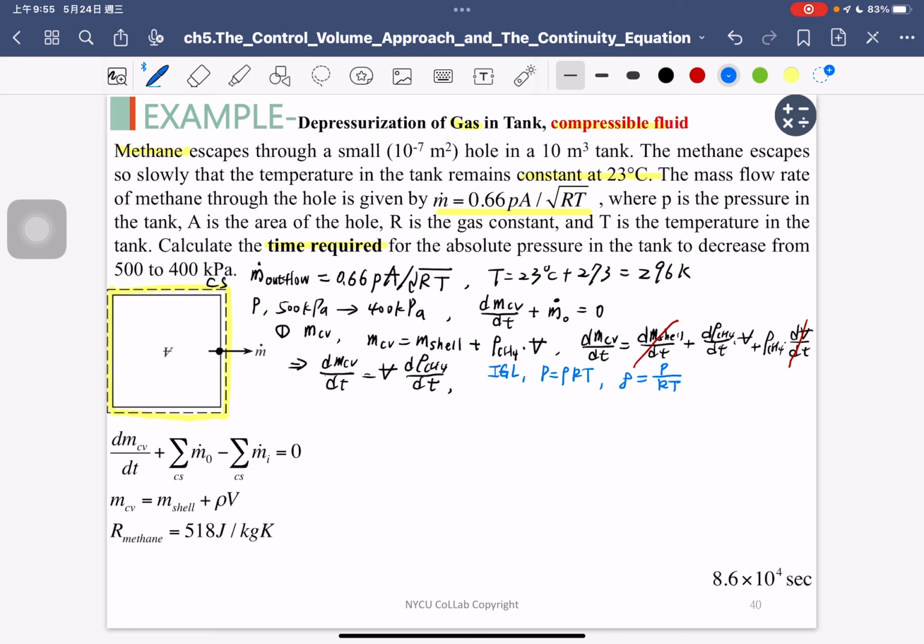Okay, so we can rewrite the equation here. The dm_CV/dt will equal the volume times d(density)/dt, and I replace the density with the pressure divided by RT. As you know, the gas constant and the temperature are always constant values and do not change with time. So we can take the volume divided by RT outside, and inside we only have the pressure changing with time.